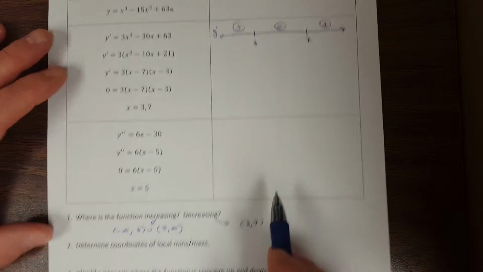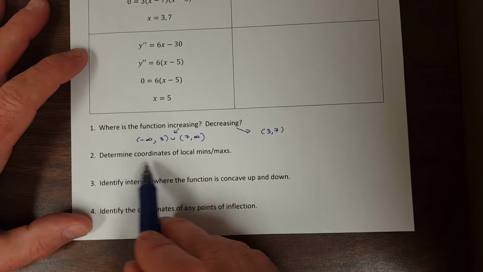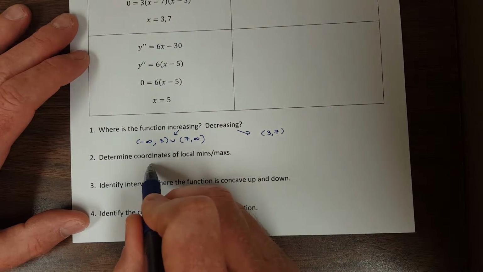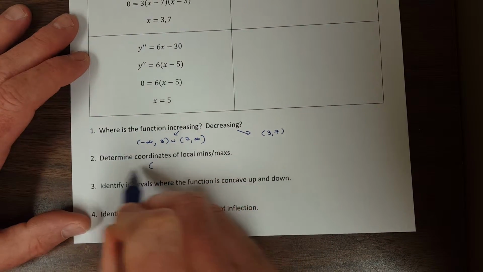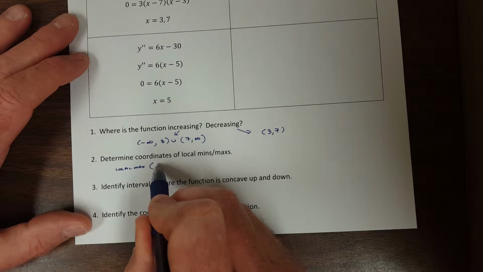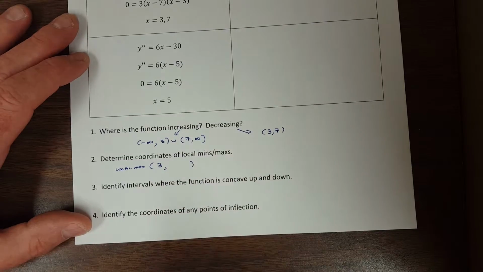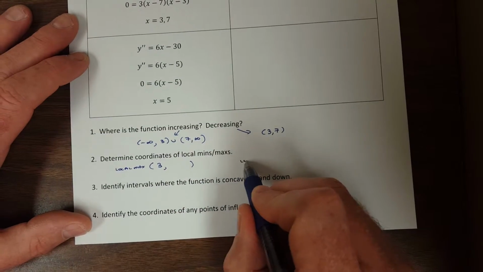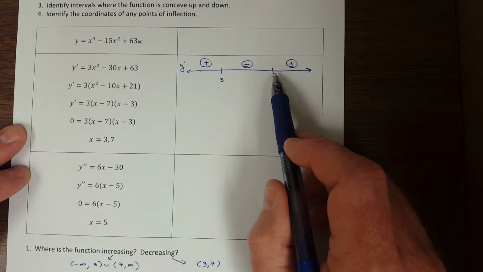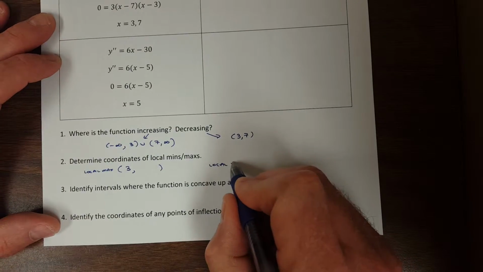So it says determine the coordinates of local mins and maxes. Our first local max is going to have an x coordinate of 3, and our local min is going to have an x coordinate of 7.